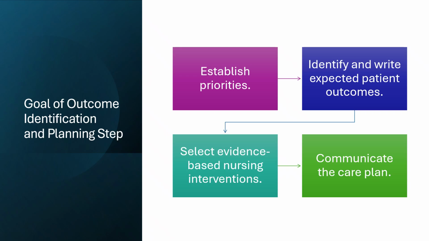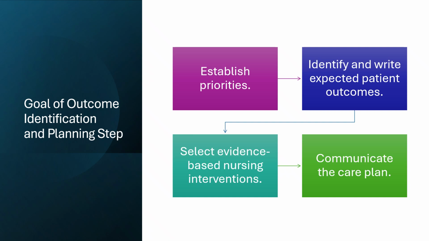Clinical reasoning questions that will help guide planning begin with setting priorities. You might ask which problems require immediate attention, which are my responsibility, and which should be referred. What matters most to the patient? The next questions are about identifying outcomes. What observable changes will indicate resolution? What's the expected time frame? Do the outcomes need to be adjusted based on the patient's response?